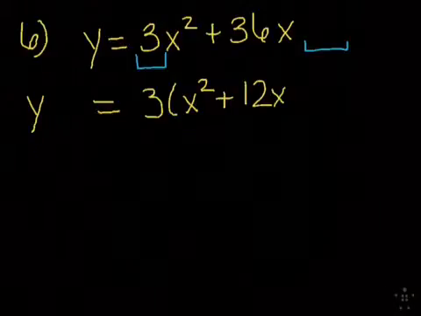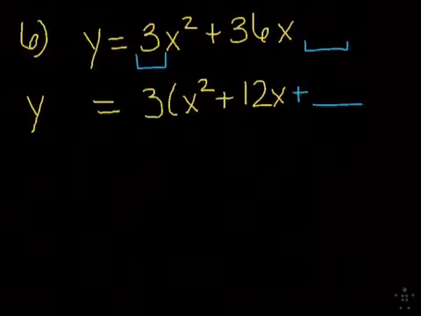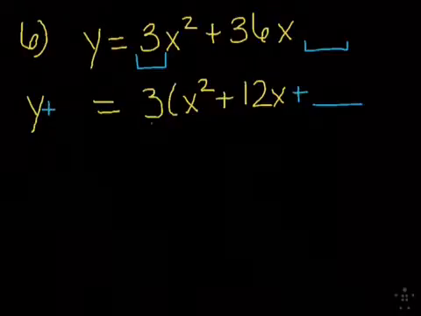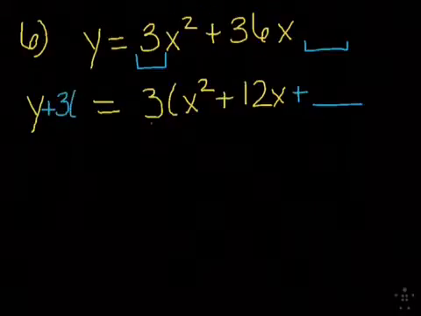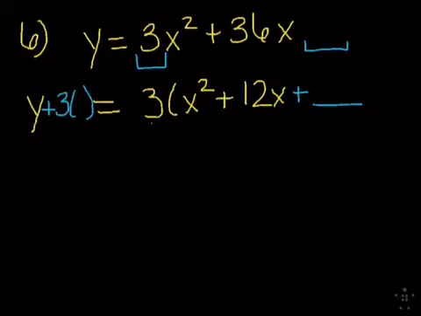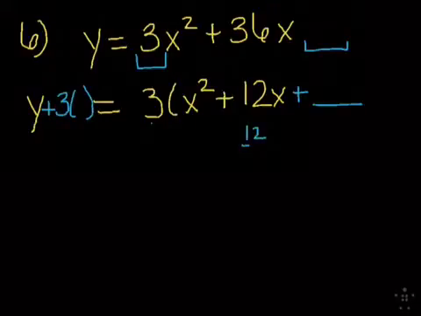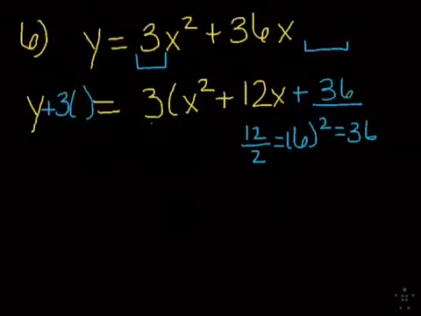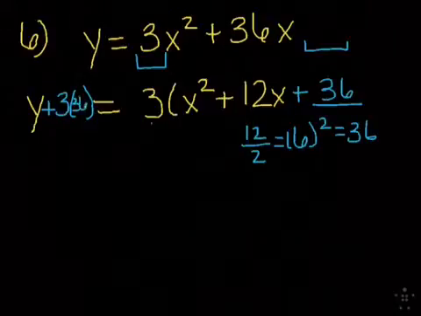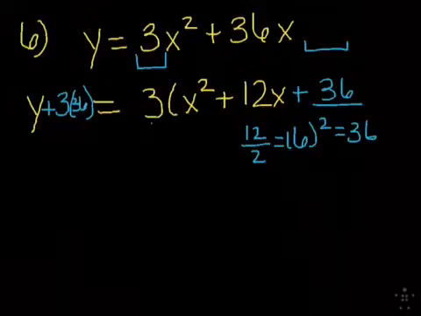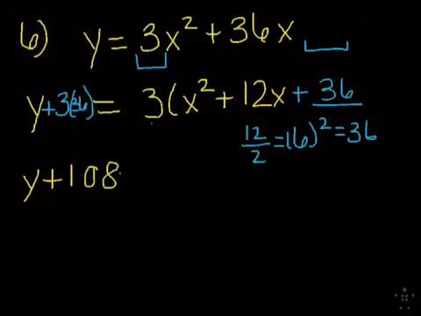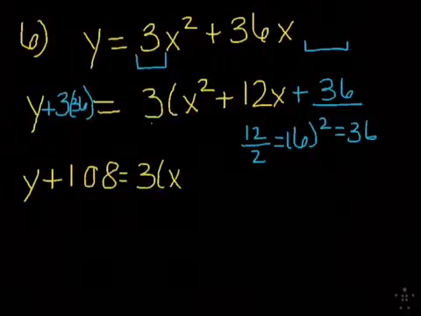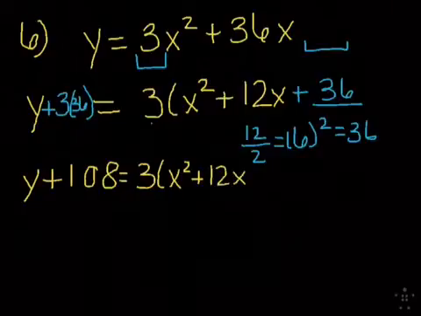So remember, you got to make the whole, so we're going to add something here. And we're going to add it over there, but remember you took out a 3, so we have to multiply by 3 on the left side also. So half of 12 is 6. 6 squared is 36. So I add in a 36, and I add in a 36. Okay. So I end up with y plus 108 equals 3 parentheses x squared plus 12x plus 36.